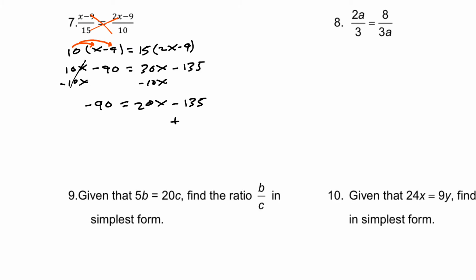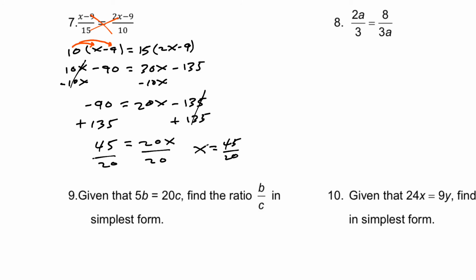So we'll add 135 on both sides. So on the left-hand side, now we'll have 45 is equal to, on the right-hand side, negative 135 plus 135, that's 0. And so on the right-hand side, we just have 20x. Then we'll divide both sides by 20. And we'll have x equals 45 over 20.